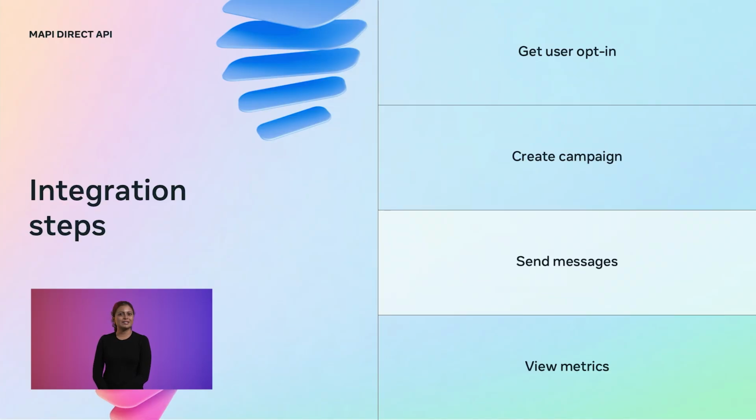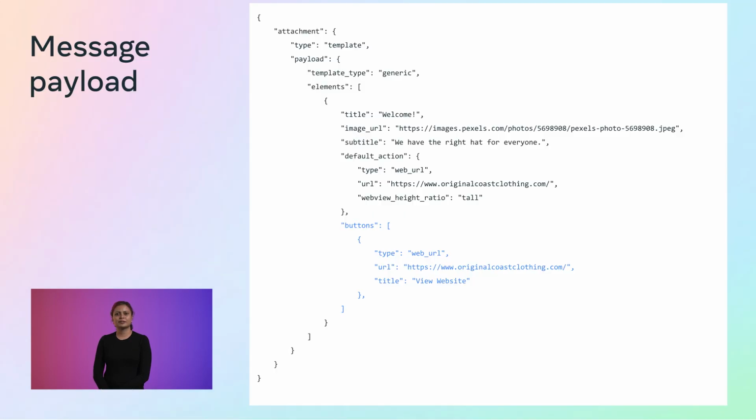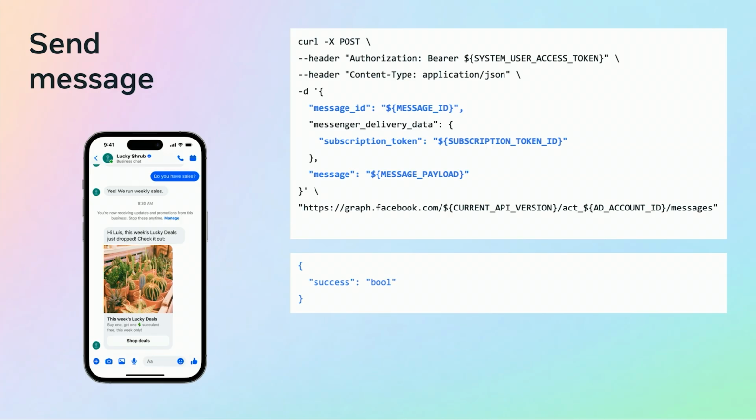Now that we have created the campaign, we are ready to send marketing messages. We will start with constructing a message payload first. The message payload is an object that represents the actual message sent on Messenger. For this session, we are using this example of a message payload using a generic template. Now the time has come to send a marketing message. Please note the endpoint ad account ID /messages.